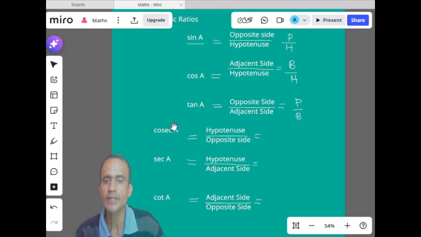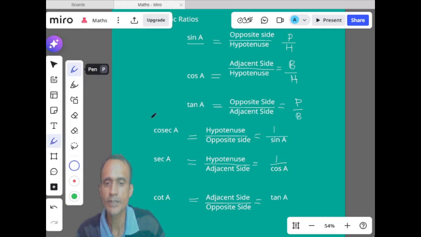But there are also ratios which are just reciprocals of these ratios. That is, cosec A is the reciprocal of sine A, so it is hypotenuse divided by opposite side. Sec A, or secant of angle A, is the reciprocal of cos A. It is hypotenuse by adjacent side. Cot A, or cotangent of angle A, is adjacent side by opposite side. I mean cotangent A is the ratio of the adjacent side to the opposite side.